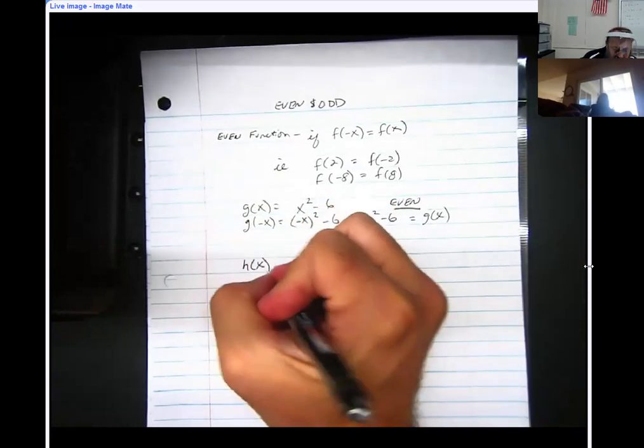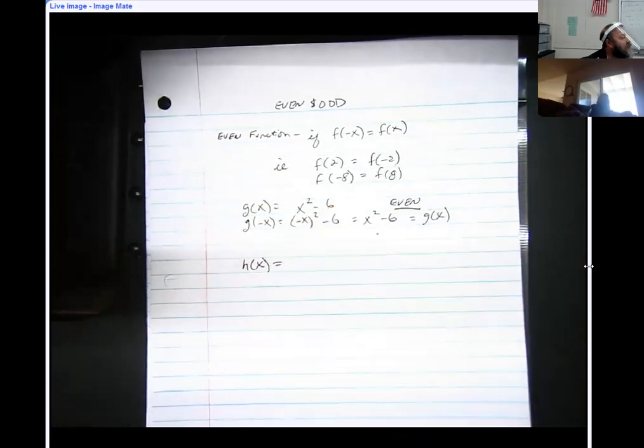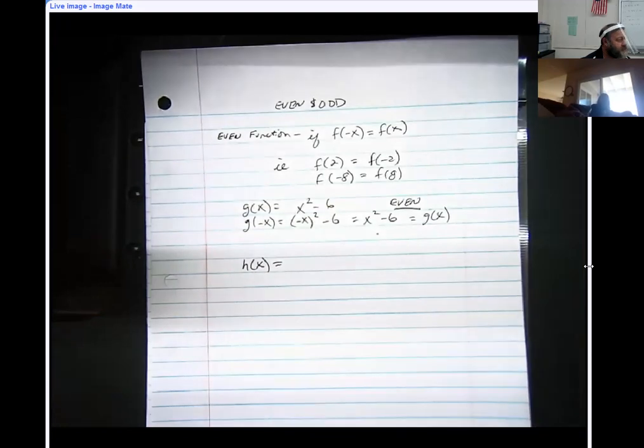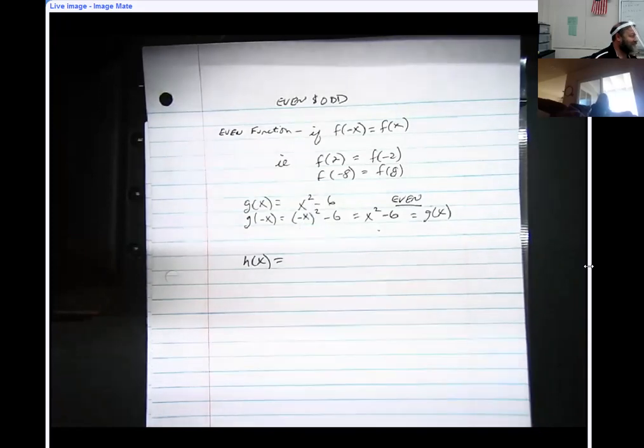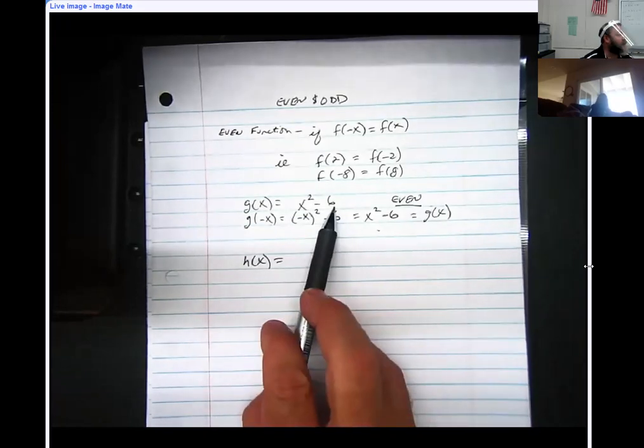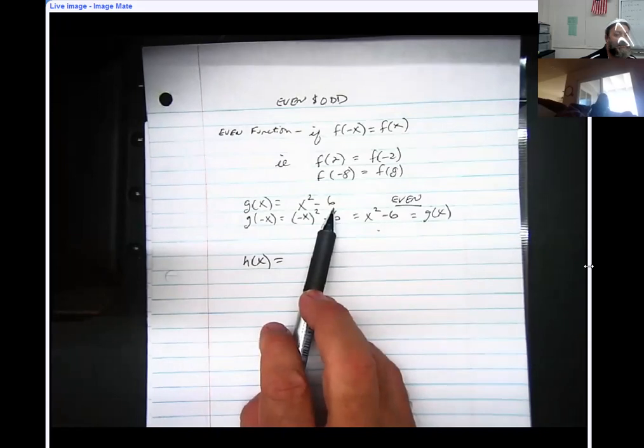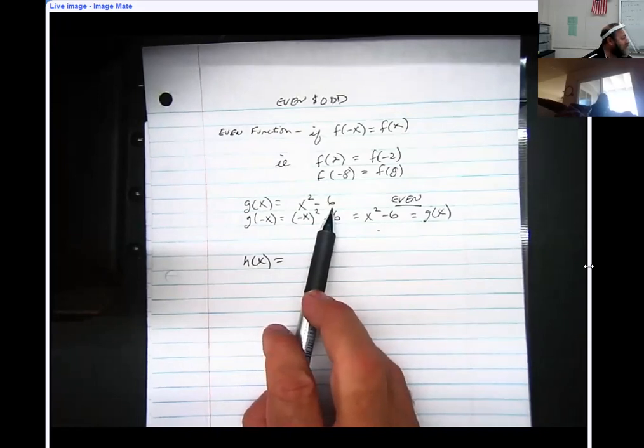Now, any guesses right now why that was an even function? It was an even exponent, wasn't it? Now, you might look at this 6 over here and say, but the 6 didn't have an even exponent. Yes, it did. That was technically, math speak, 6x to the 0, and 0 is an even number. It is an even number.